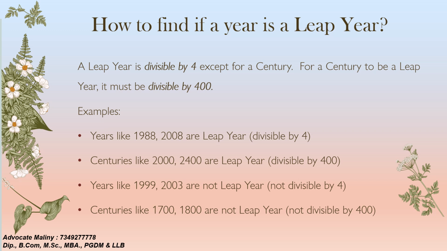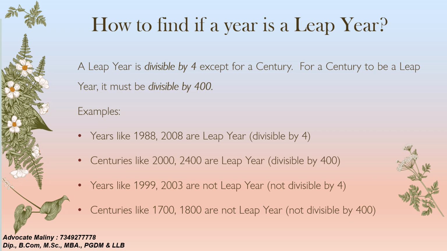For example, the years 1988 and 2008 are leap years because they are divisible by 4. Similarly, the years 1999 and 2003 are not leap years because they are not divisible by 4. Now when we come to centuries, for example 2000, 2400, we should not divide by 4. We should be dividing by 400. So 2000 and 2400 are leap years because they are divisible by 400. Similarly, 1700 and 1800 are not leap years because they are not divisible by 400.